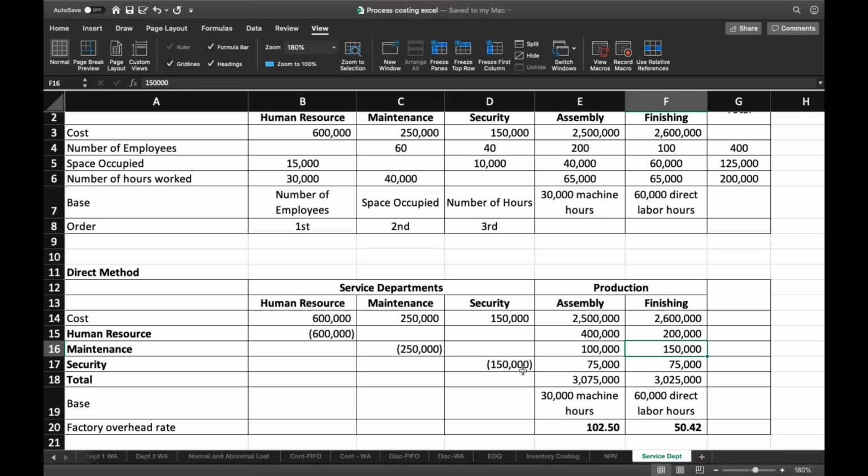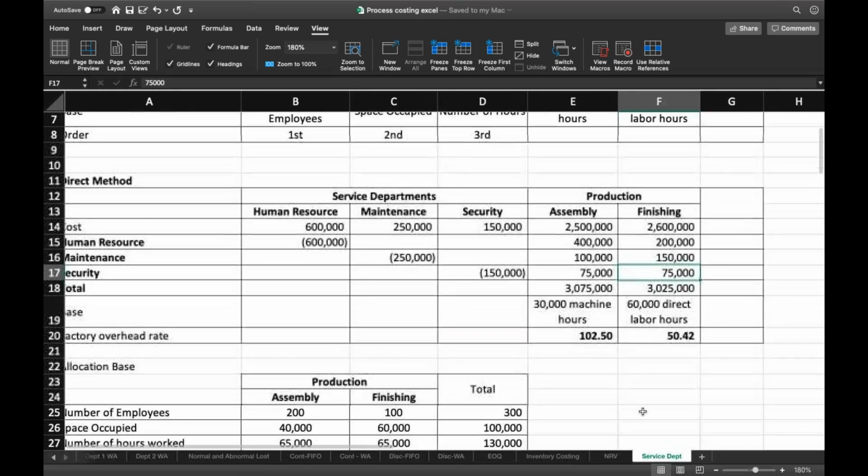For the security department, it uses number of hours worked as the allocation base. Since assembly uses 65 and finishing is also 65, it seems like they will be allocating the cost of security on a 50-50 basis. So the 150,000 would be divided between them equally.